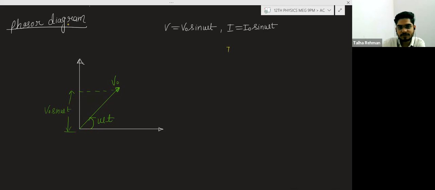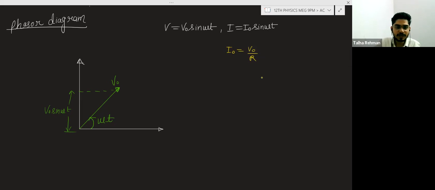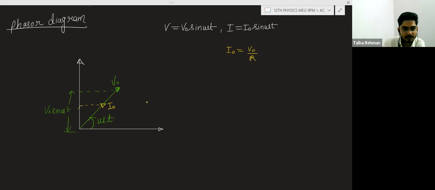What is the current? I naught is equal to V naught divided by R, which means the value of the current is somewhat less than V naught, so the length of the arrow of the current will be smaller. So this will be your I naught, and here also when you project it on this axis, you will get the instantaneous value of current.